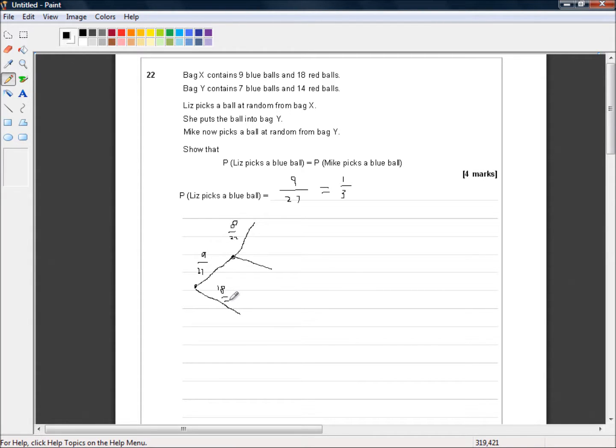Stands to reason, if there's a 1 in 3 chance of her picking a blue ball, there must be a 2 in 3 chance of her picking a red ball. Okay, so now assuming she put a red ball into bag Y, the probability that Mike now picks a blue ball is, now there are only 7 blue balls, but there are now 15 red balls. So 7 plus 15 again is 22. So there is a 7 in 22 chance.